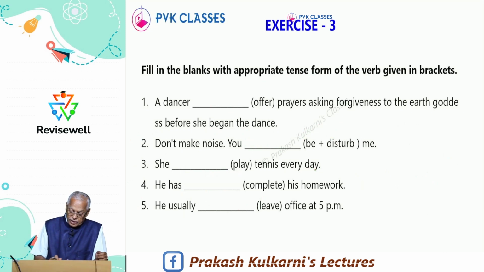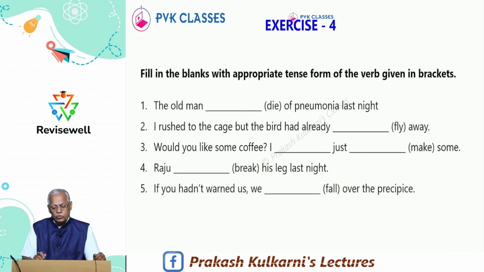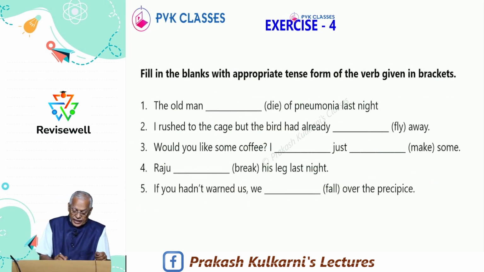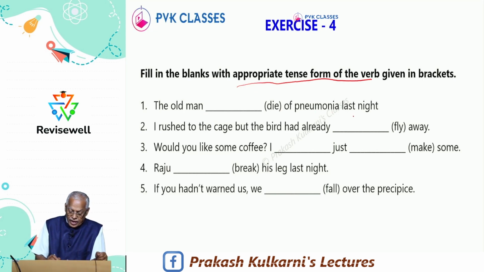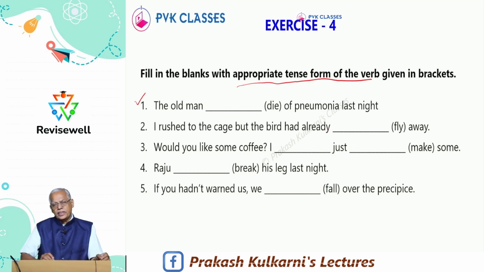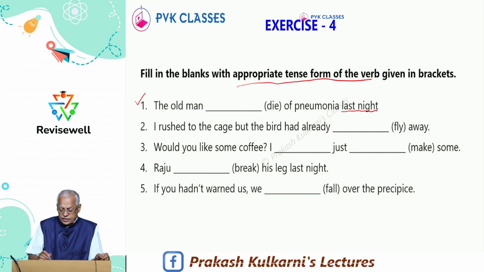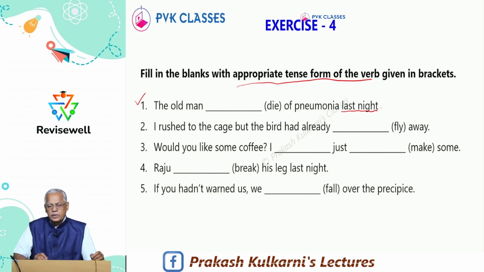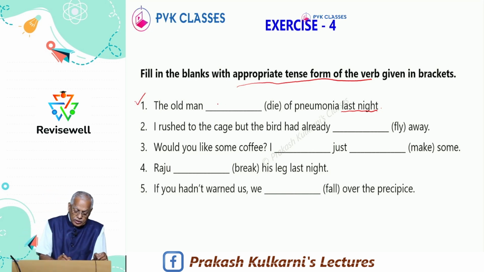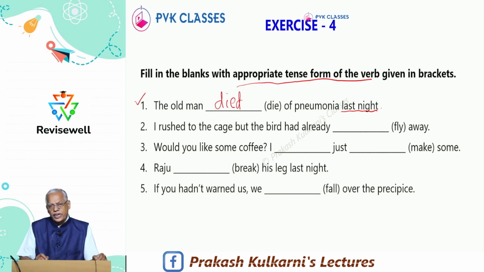Let's go to the next one. Exercise 4. Again, appropriate tense form of the verb. The old man dash die of pneumonia last night. Now in the first sentence, try to identify time indicators very clearly. Last night means yesterday night. Yesterday night means past tense. Therefore, the old man died of pneumonia, a disease.